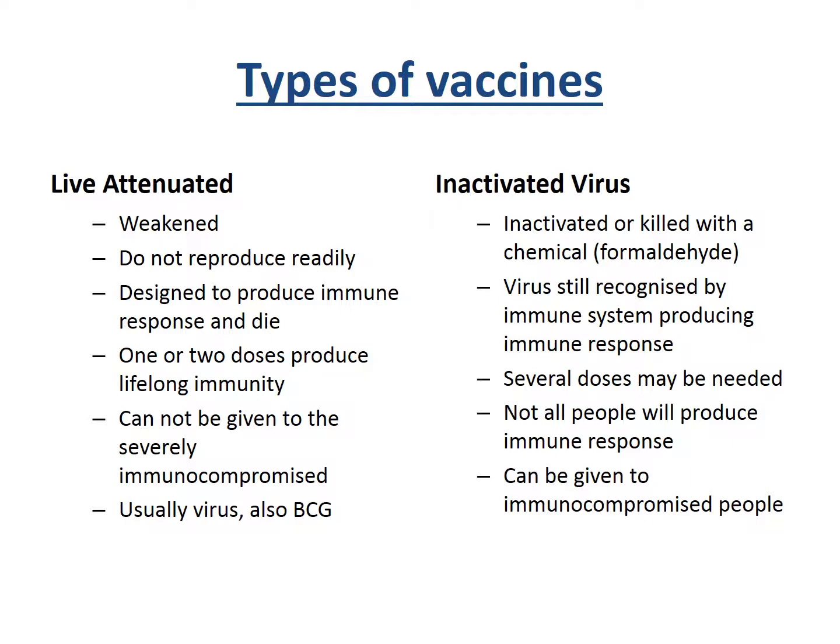With these, not all people will produce an immune response, so they're not as effective as live attenuated viruses, which is much closer to a natural exposure to a disease. They can be given to immunocompromised people, pregnant women, just about everybody. So it's about looking at the risk benefits again with picking this sort of vaccine formulation.